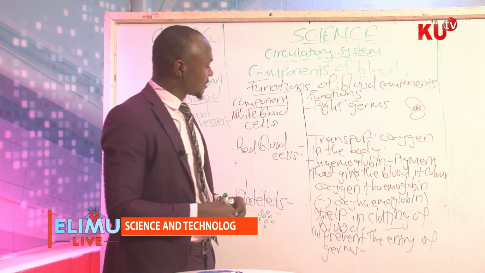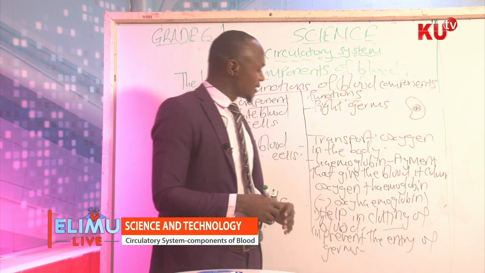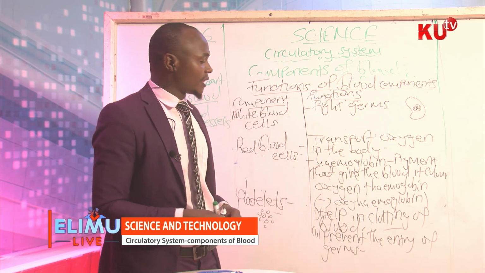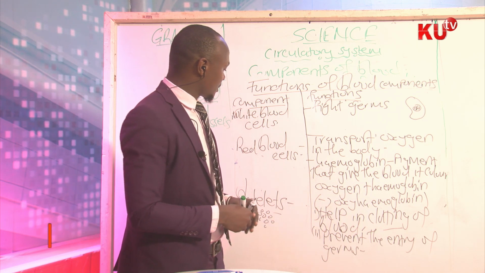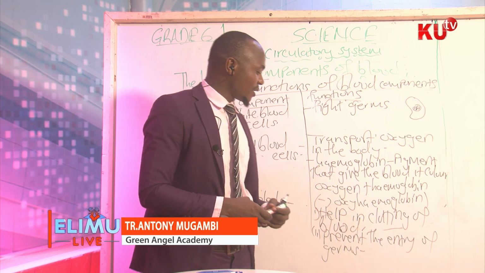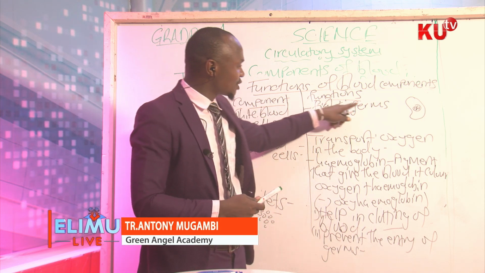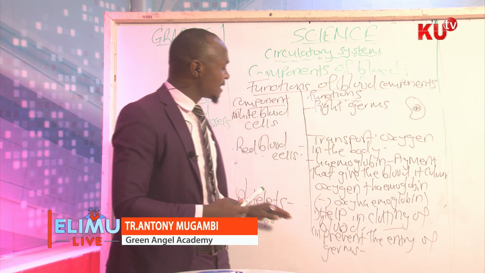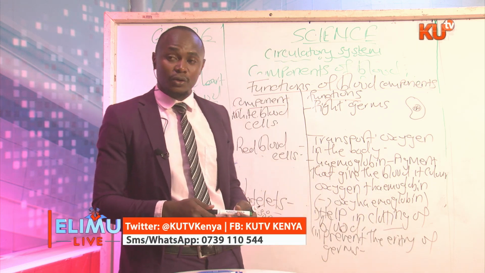Platelets, we have said, play two functions. One, it helps in clotting of blood, in case you have an injury or you cut yourself, therefore minimizing excessive bleeding. And we have seen that it also prevents the entry of germs. And we have seen the difference between the function of the platelets and the white blood cells in terms of germs. One is fighting germs, that is the white blood cells, while the platelets prevent the entry of the germs. So learners, you are supposed to note that.